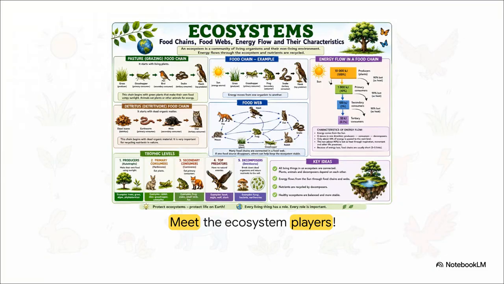Now, what's really interesting here is looking at these players in action. Think about primary consumers, like a rabbit or a grasshopper. They rely directly on producers, like the grass. Then jump over to the top predators, like a hawk or an eagle. And down at the very bottom, do not miss the fungi and bacteria. They might not be as glamorous as a soaring eagle, but these decomposers are absolute heroes. They break down dead material and return those nutrients right back into the soil.